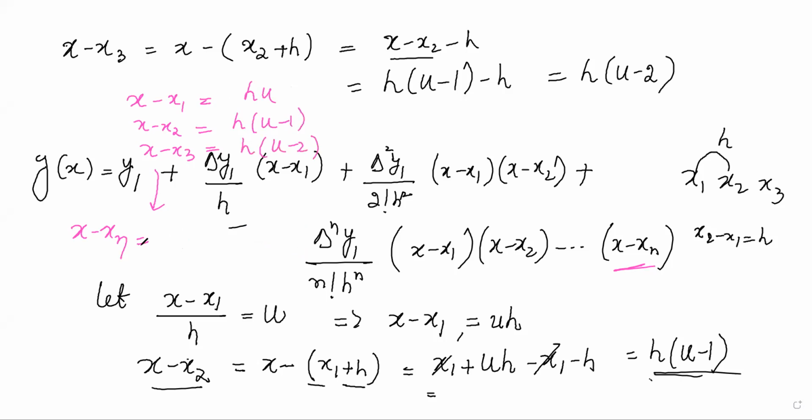Okay, so x minus xn will be h times u minus, when you had 3 here, it is 3 minus 1. You had 2 here, it's 2 minus 1. When you had 1 here, it is 1 minus 0. When you have n here, it will be n minus 1. That's it. So these are the values of x minus x1, x minus x2, x minus x3. I'll be substituting these values now in the given equation, so as to obtain the final equation.